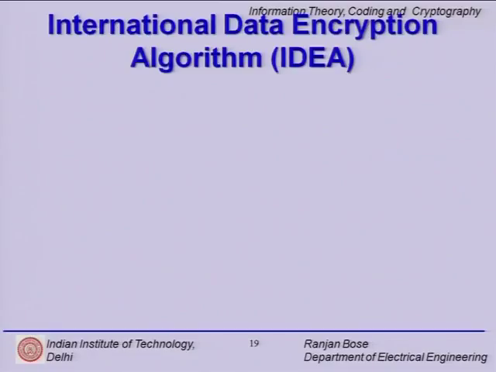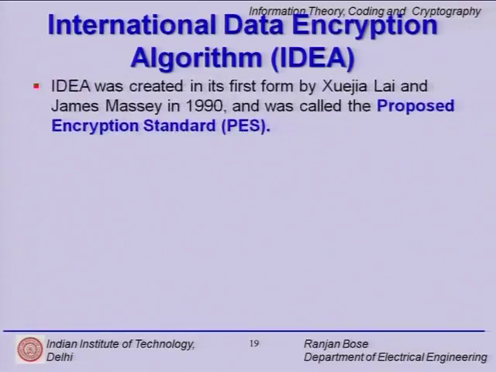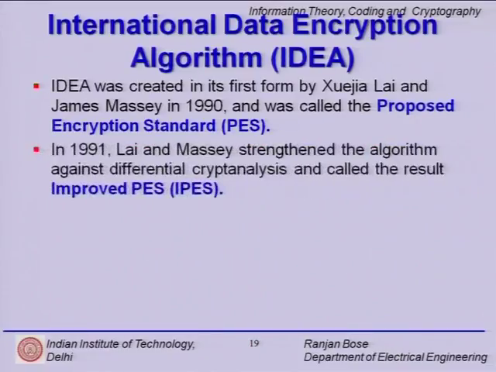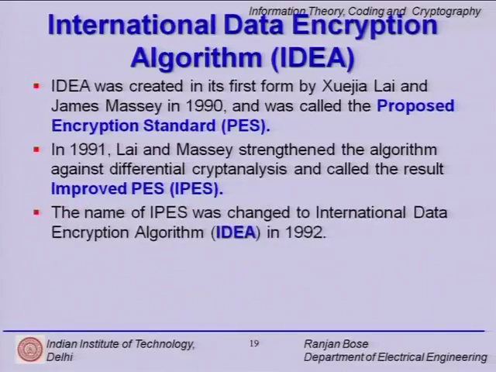We now move on to the next de facto standard, which is called the International Data Encryption Algorithm, or the acronym IDEA. It was created in the 1990s and it was originally called the Proposed Encryption Standard, even after it was proposed. And then in the following year it was strengthened and called the Improved Proposed Encryption Standard, or IPES. Later on, the next year, the name was formally changed to International Data Encryption Algorithm, IDEA.